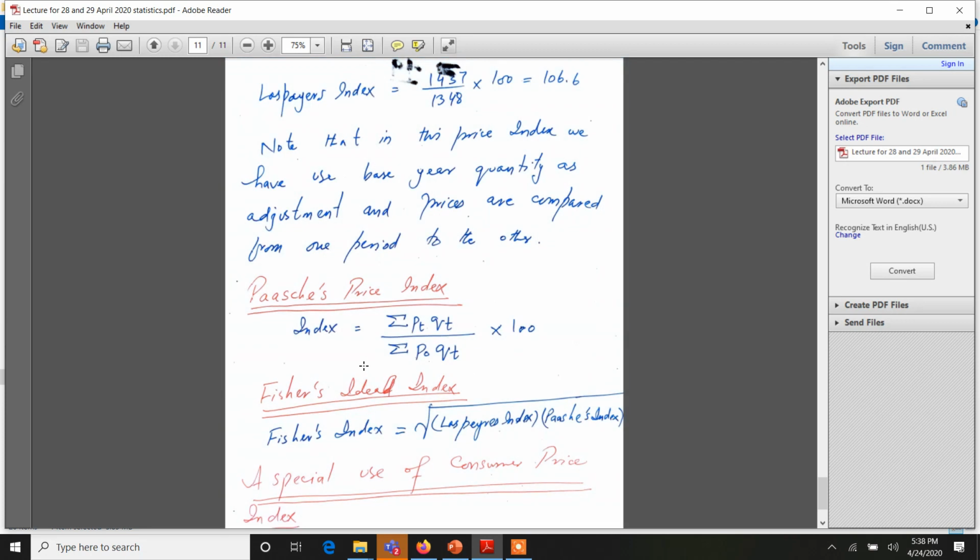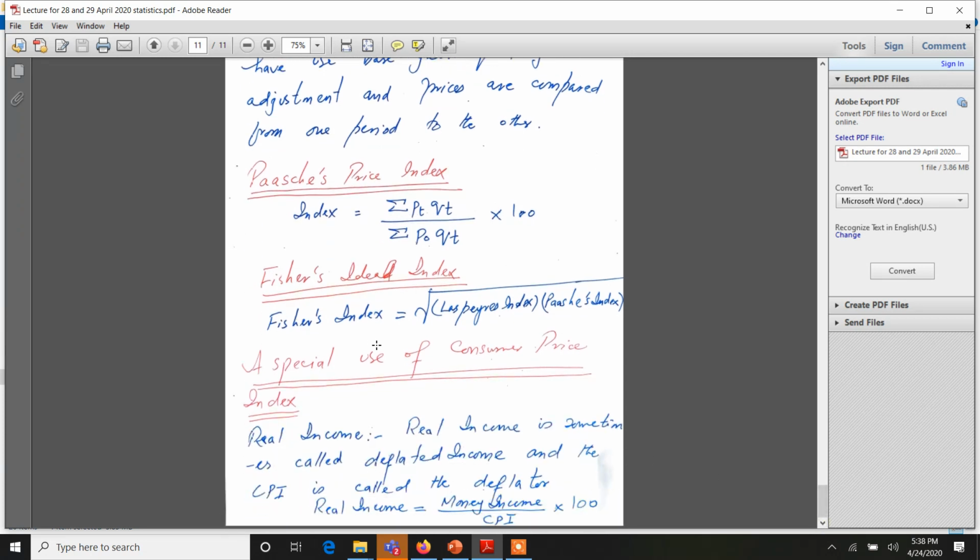Next we have the Fisher index, and we often call it the Fisher ideal index. That is simple: you multiply the Laspeyres and Paasche indices and then take the square root. This way you are giving weight both to the base year quantity and to the current year quantity, because as I just said, Laspeyres uses weight according to the base year and Paasche uses weight according to the current year. So just calculate the Paasche and Fisher index for the above data.